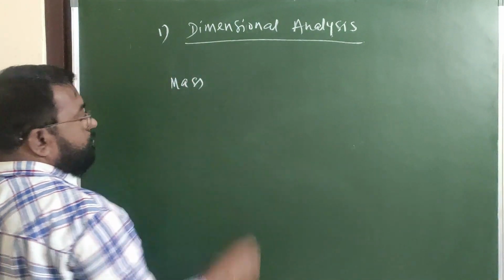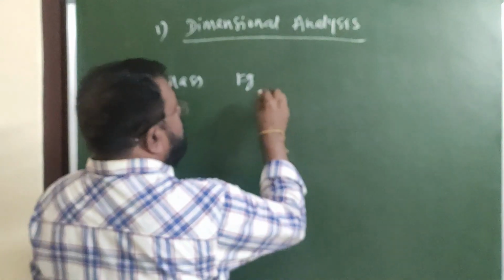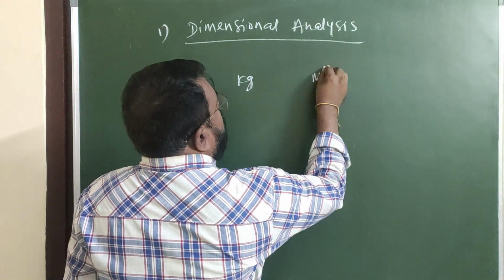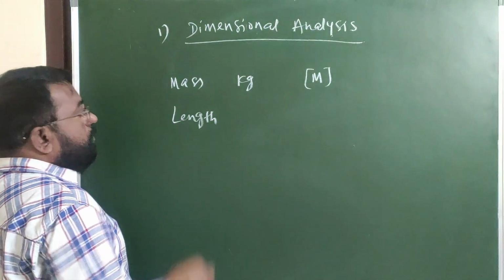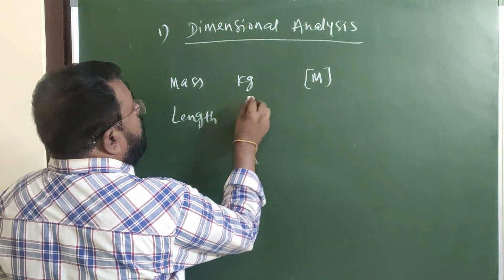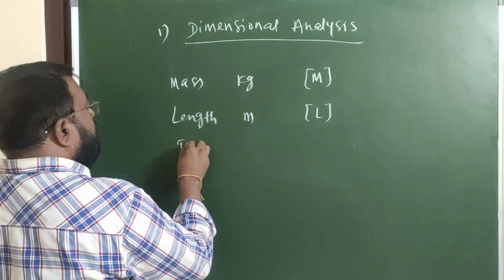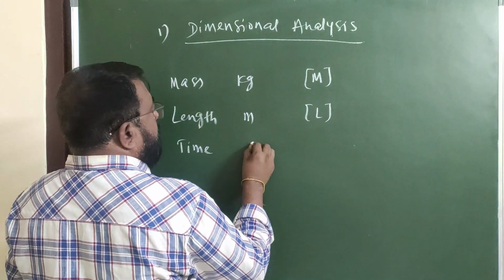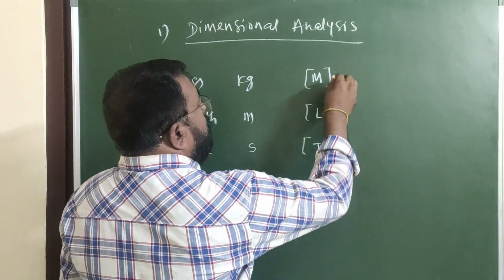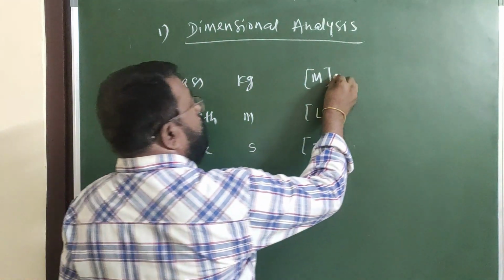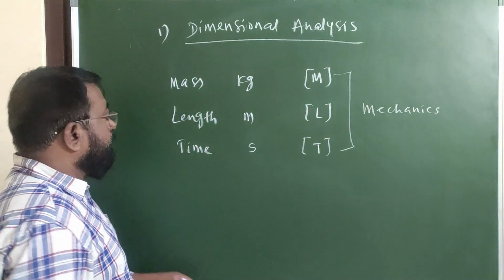One is mass, unit is kilogram, its symbol is kg, but here its dimensional symbol is M. Another one, length, its unit is meter and symbol is m, and dimensional symbol is L. Another one, time, unit is second, symbol is s, dimensional symbol is T. These are the three fundamental physical quantities. Mostly we can use them in mechanics.